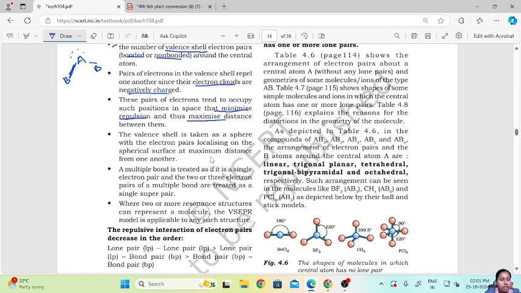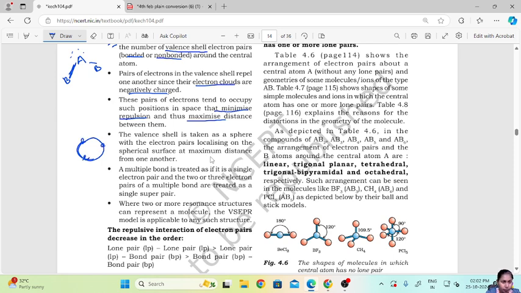The valence shell is taken as a sphere, with the electron pairs localizing on the spherical surface at maximum distance from one another. So the valence shell is considered to be a sphere, and in this sphere the electron pairs are localized far from each other.